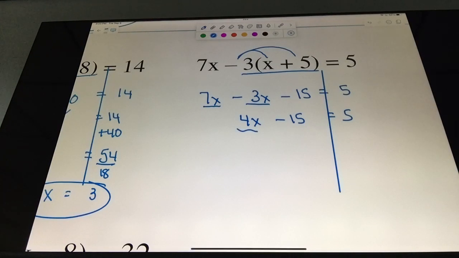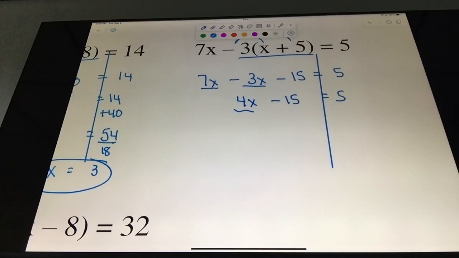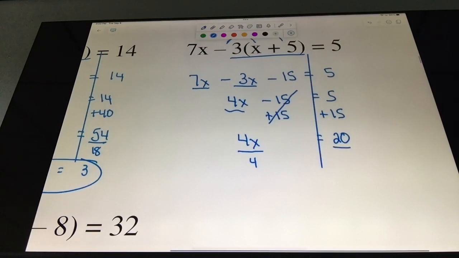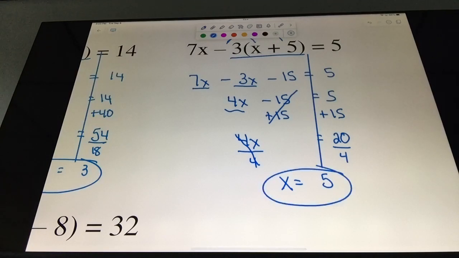Get the x term alone. To do that, we need to move my minus 15, so we're going to plus 15 to both sides of equal. My 4x comes down. That gives me 0. 5 plus 15 is 20. And then lastly, divide by 4 on both sides of equals. That cancels out. And x equals 20 divided by 4, which is 5.